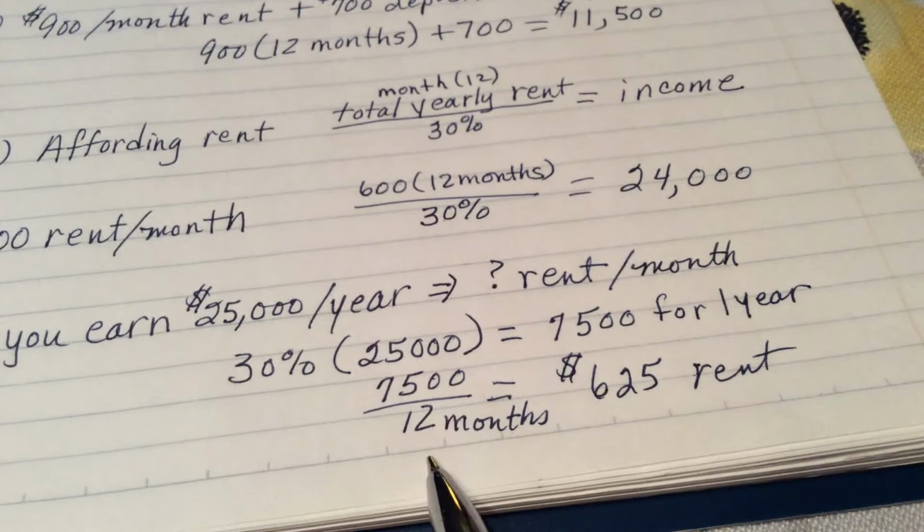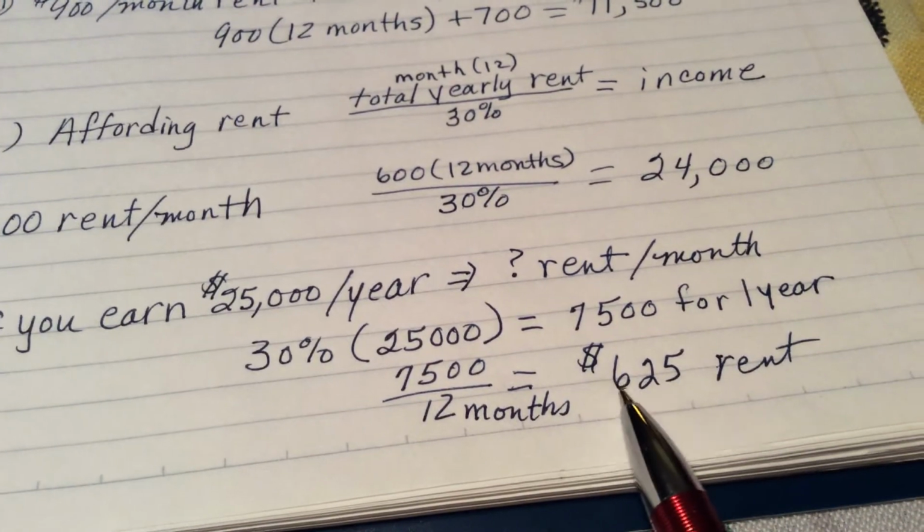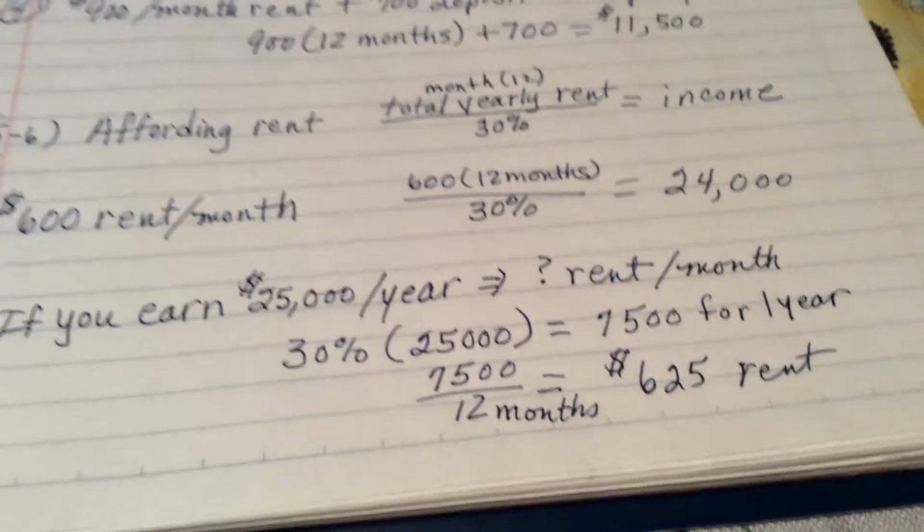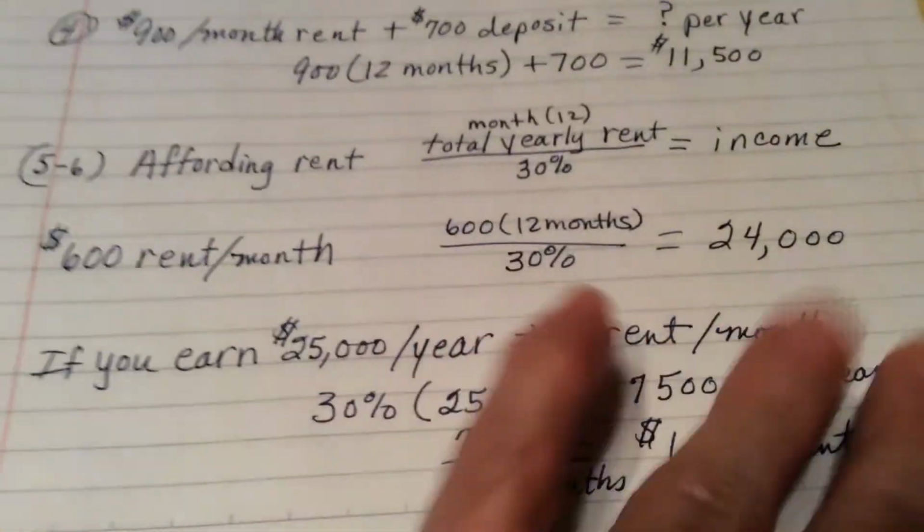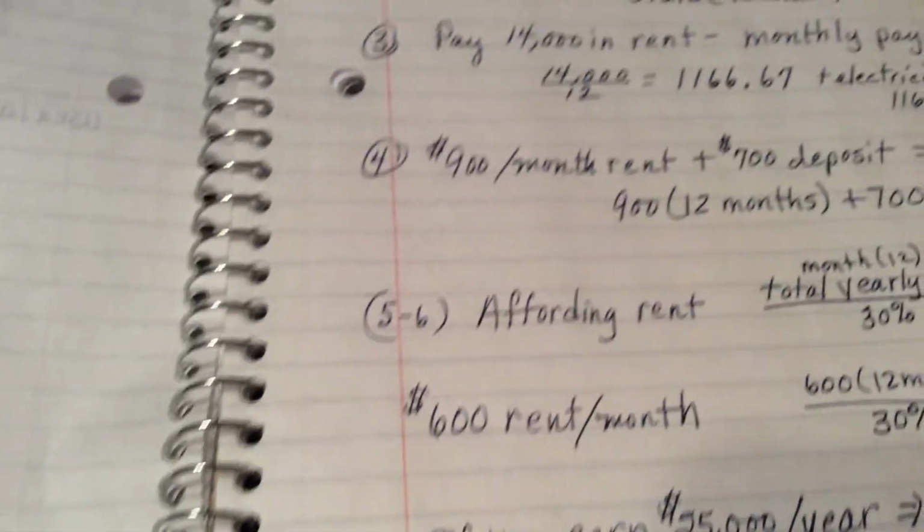So then you have to divide that by 12 to find out that you could get $625 of rent for each month. And I believe that is all of the notes that I have for this section.